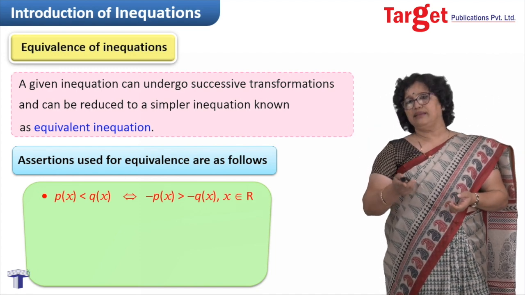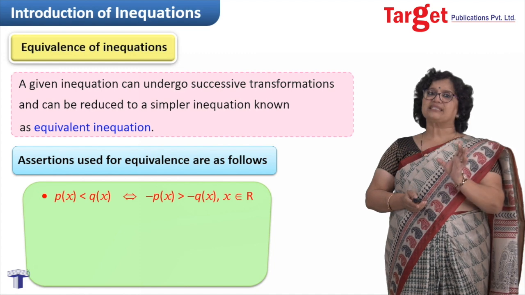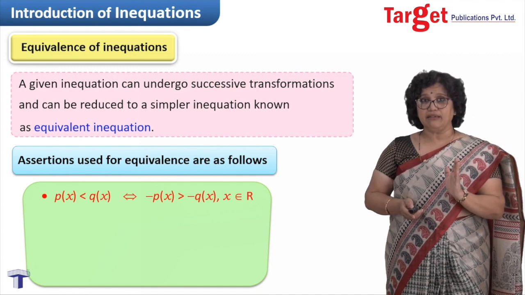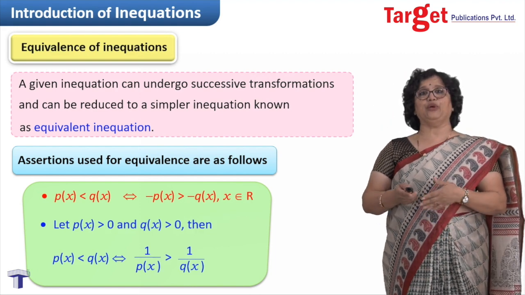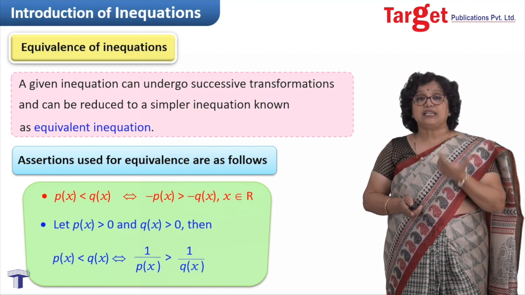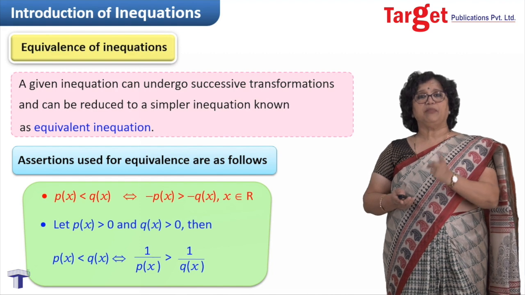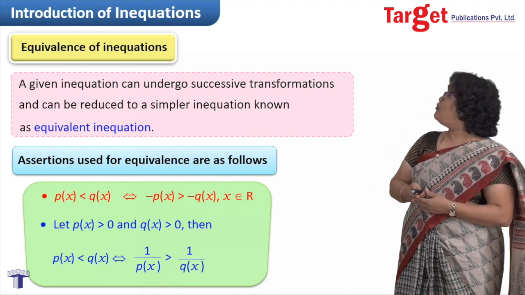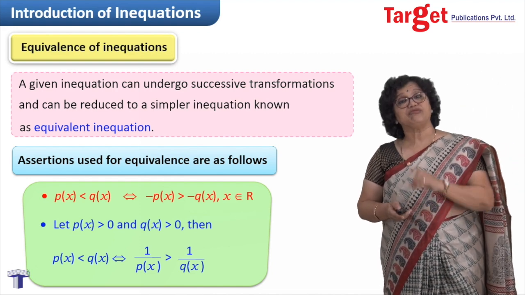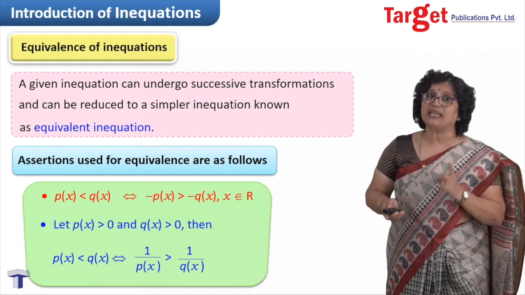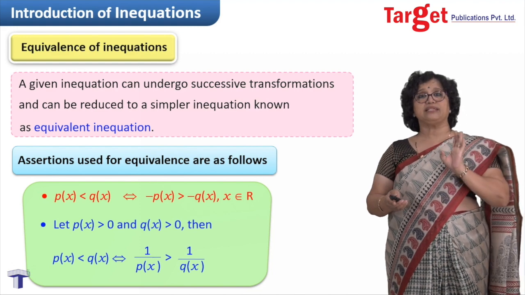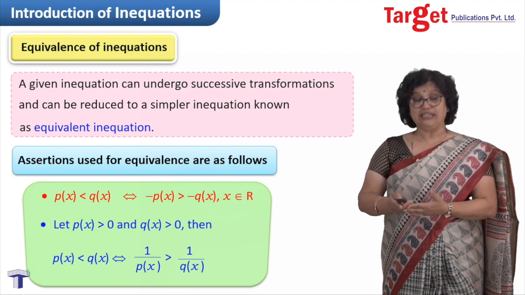Now what about the next one? If I have px greater than 0, means it is positive, qx is also positive. And if I am given px less than qx, then their reciprocals will not have the same sign between them. Means if px is less than qx, 1 upon px will become greater than 1 upon qx. So whenever you take a reciprocal, make sure the inequation sign is reversed.